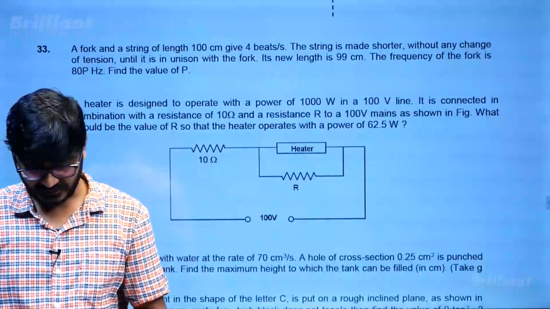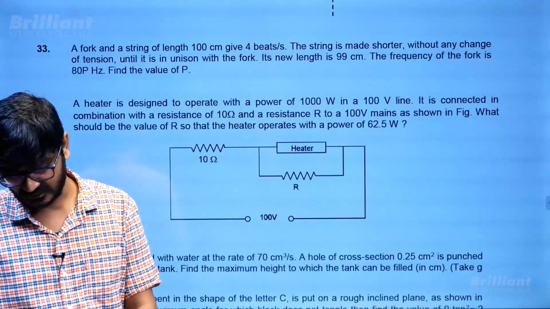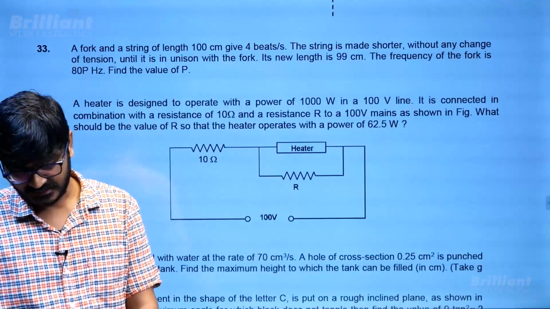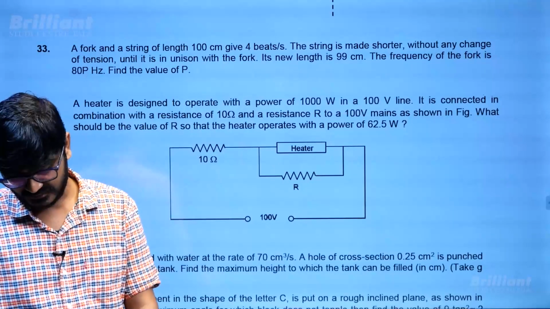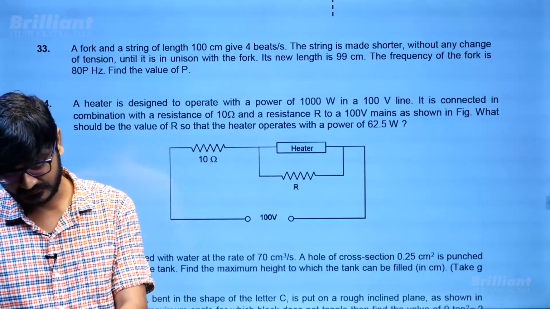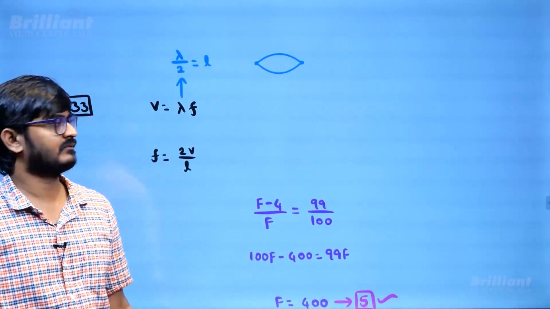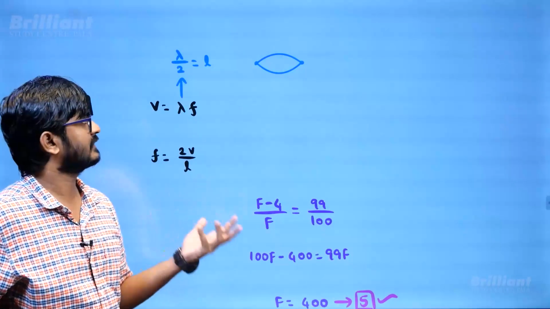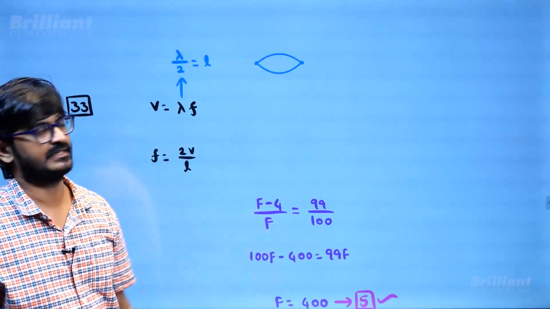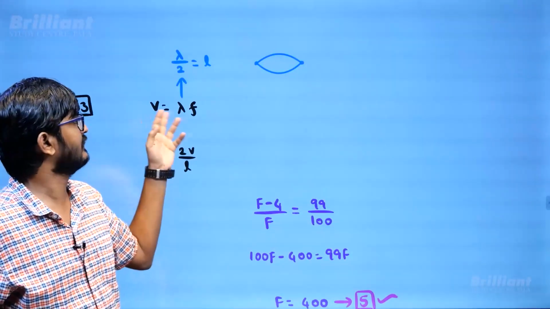Next question, a tuning fork and a string of length give 4 beats. The string is made shorter without any change in the tension until it is in unison with the fork. Its new length is 99 centimeter. The frequency of the fork is how much? So whenever things are becoming difficult, we'll be assuming it is fundamental, right? So when it is under fundamental, anyway, v equals lambda f.